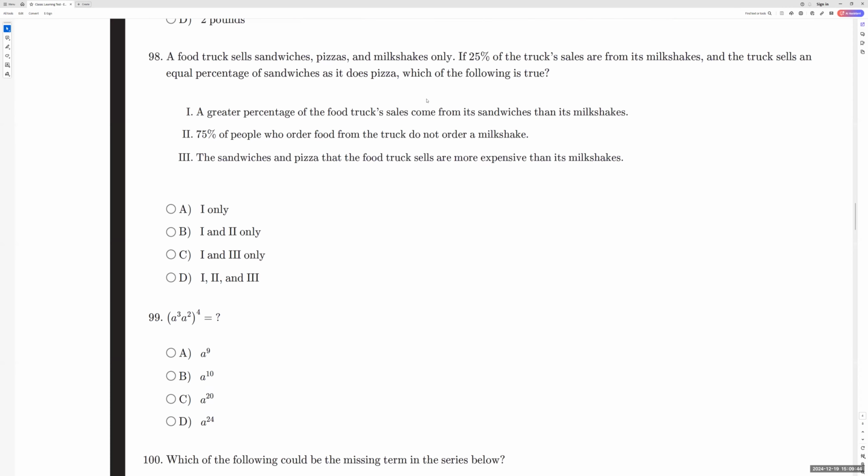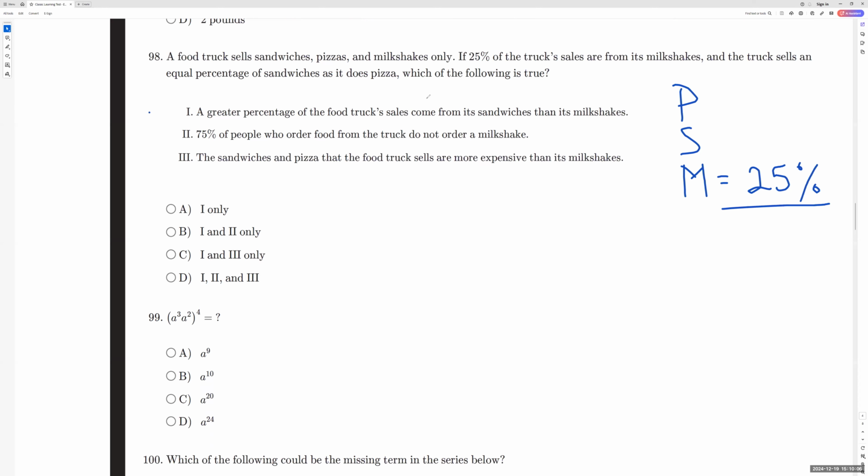98 is logic. We don't have to do any math, I hope. Okay. Pizzas and milkshakes only, sandwiches. 25% are from the milkshakes. So pizza, sandwich, and milkshake. Milkshake is 25%.